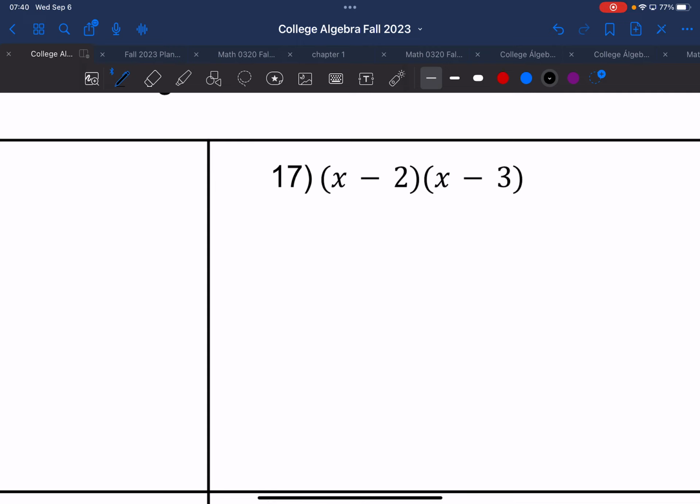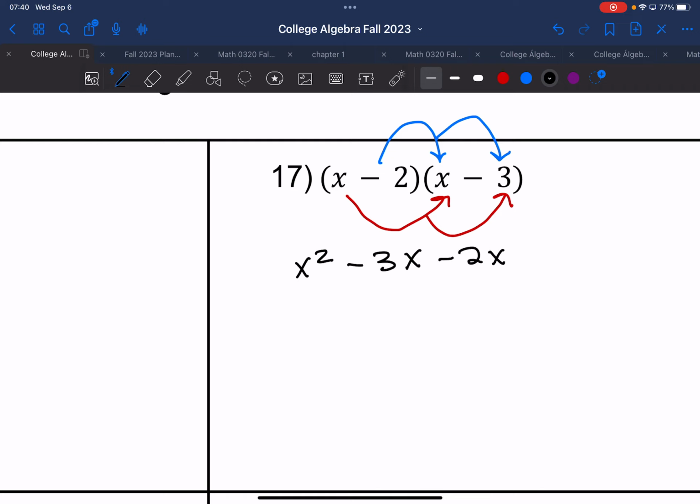Okay, number 17, we're first going to distribute the x, and then we're going to distribute that -2. Okay, so distributing the x first, we have x times x, which is x squared, x times -3 because of that minus in front, which gives us -3x. Okay, so we distribute the x. Now we're distributing the second term, that -2. -2 times x is -2x. -2 times -3 is +6. Okay, and what's my last step?